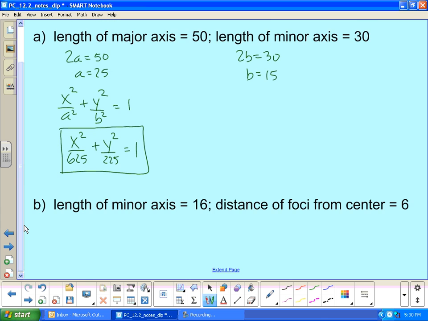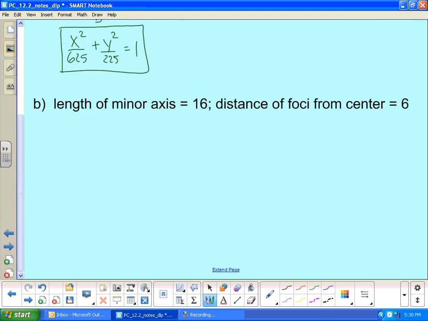Length of the minor axis is 16. So 2b is equal to 16. B is equal to 8. Again, we have a distance of foci from the center of 6. So now we're less than our minor axis length here, so we should be okay. Which means this again is my C value.